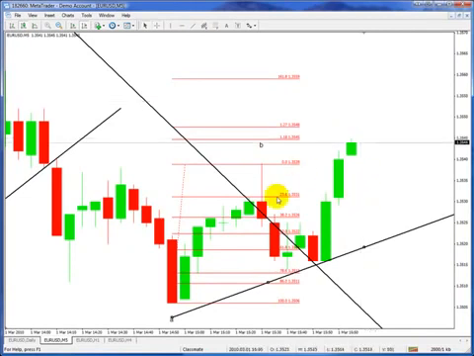Well, a great trade there, folks. See how it is? Keep it simple. All I did was play the crown. Thank you very much. I'll catch you in the next trade.